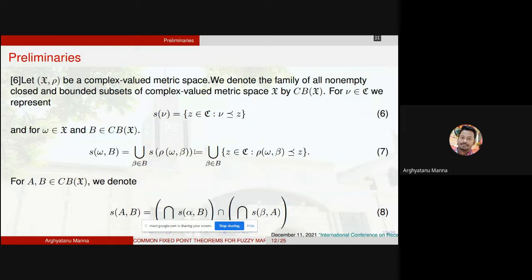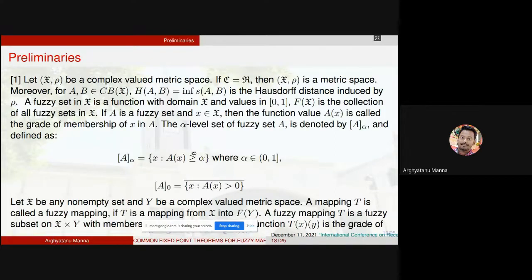And here we generalize the Hausdorff metric as follows. Let X be a complex valued metric space; we denote the family of non-empty closed bounded subsets of X by CB(X). For μ belonging to C, represented by s(μ) equal to the set of z belonging to C such that μ is partially less than or equal to z, and the following definition of s(A, B). Let (X, ρ) be a complex valued metric space. If C equals R, then (X, ρ) is a metric space. Moreover, for A, B belonging to CB(X), H(A, B) equal to the infimum of s(A, B) is the Hausdorff distance induced by ρ.